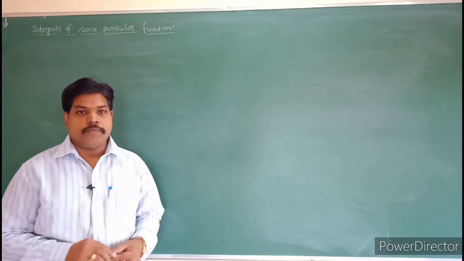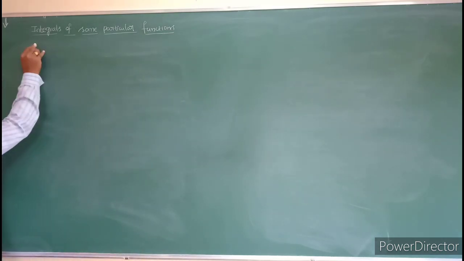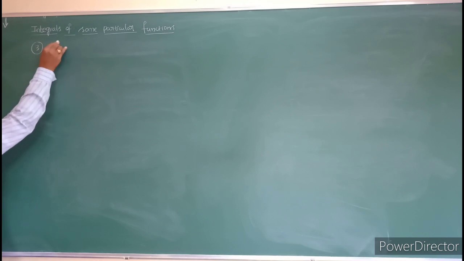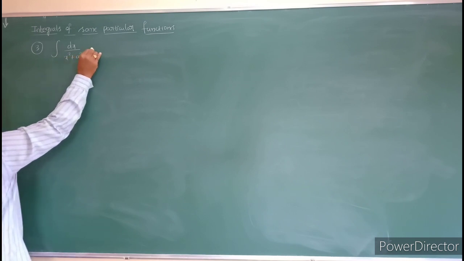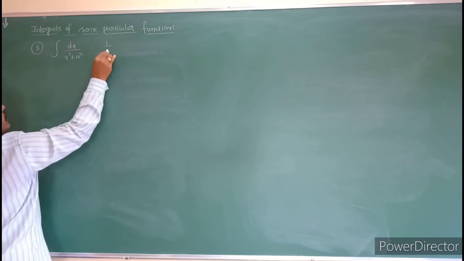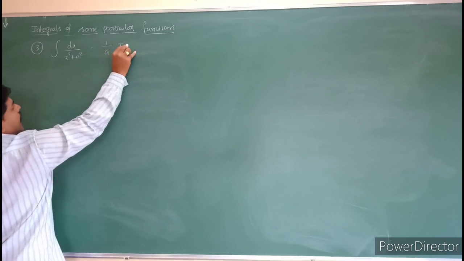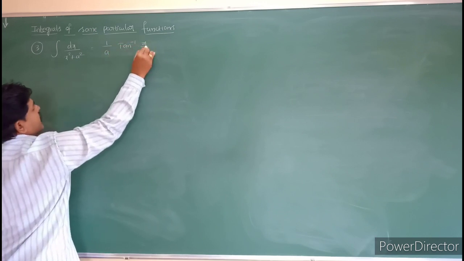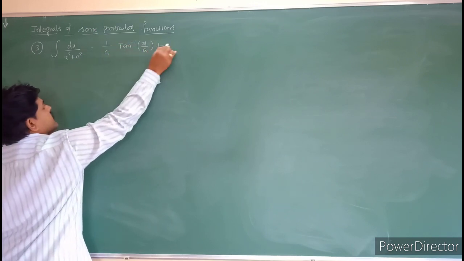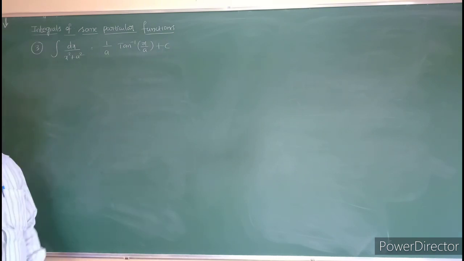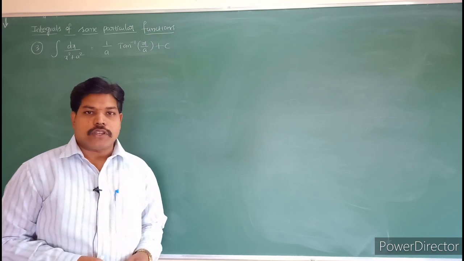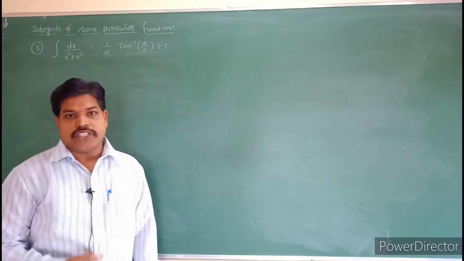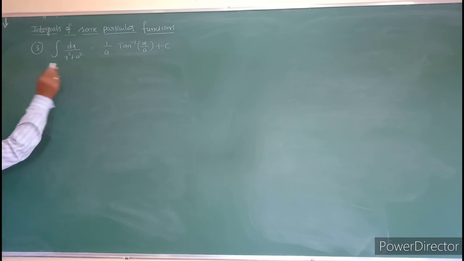See the next one. The third one is the integral of dx by x square plus a square. So that is equal to 1 by a into tan inverse of x by a plus c. So the integral of dx by x square plus a square is equal to 1 by a into tan inverse of x by a plus c. So see this question, students. So how to solve this one?